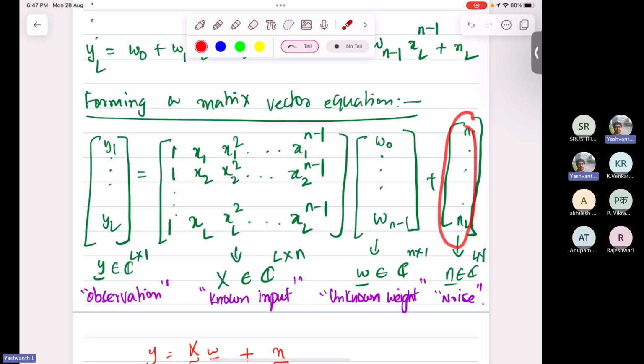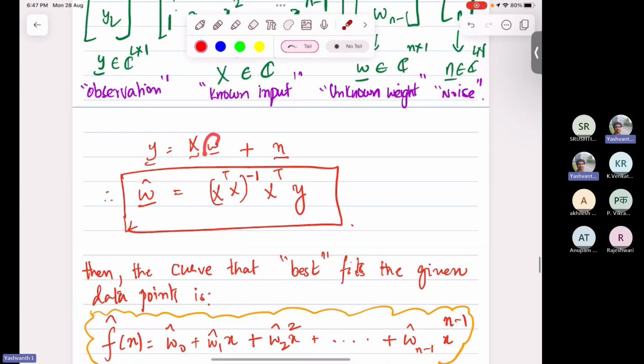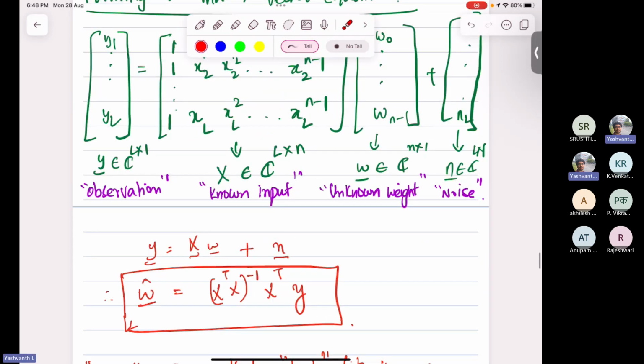And the n vector is an L cross 1 noise vector, which we do not know under any circumstance. Then how to find w? Again, go back. This is the equation: y is equal to Xw plus n. What is the best w? Go for least squares: X transpose X the whole inverse X transpose y, where X is given by this matrix. You know how to construct X because you are the one who gives the input to the system. And y is also known because you get to observe what these y's are. Once you know the X matrix and y, just go ahead and compute the vector w.